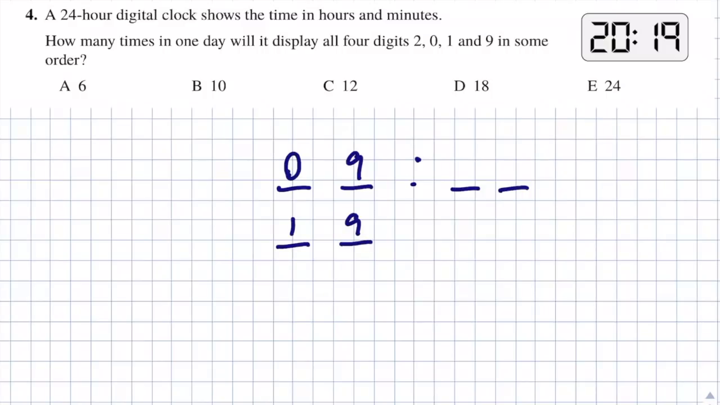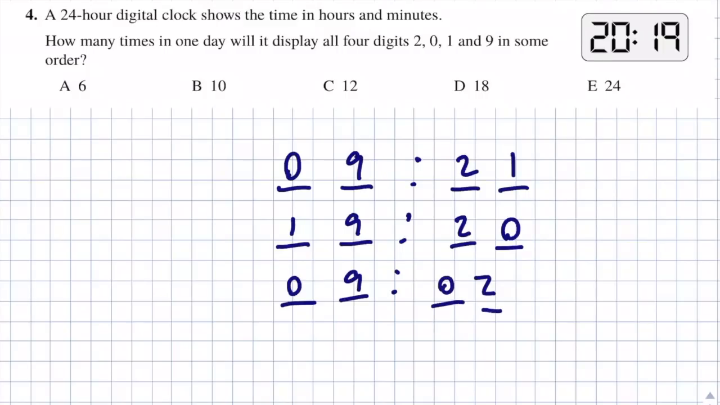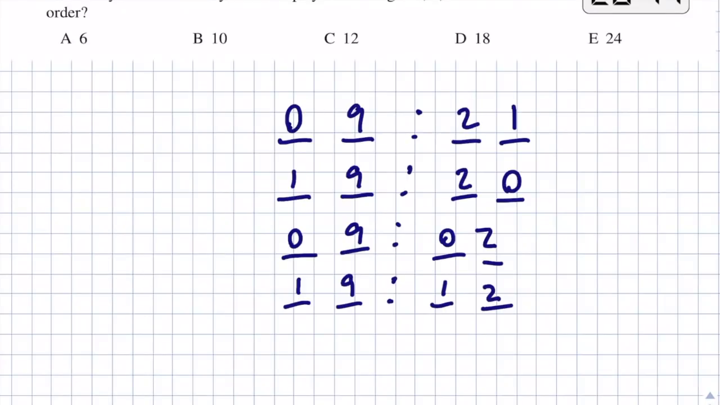Then our other 2 digits are the 2 and the 1. So we could put the 2 and the 1 here, and then the 2 and the 0 are left over. Now, you could also have 2 minutes past 9, or you could have 12 minutes past 7 in the evening. That means there are a total of 4 possible arrangements where the 9 can be in the 2nd position. So there are 4 arrangements there.